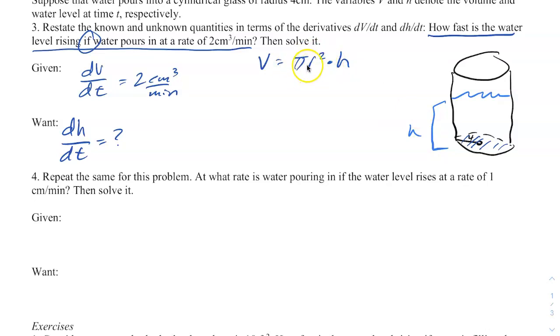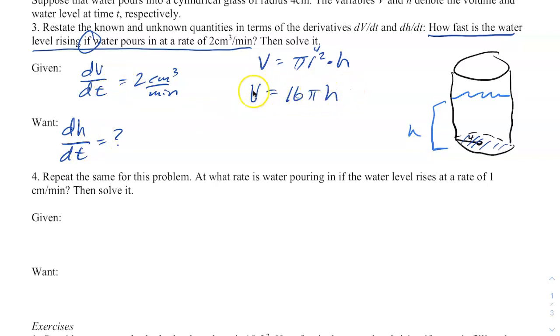I actually know one of these variables. I know the radius. It's always 4. It never changes. This is a cylinder with a radius of 4. So I can simplify this a bit. Plug 4 in, and we have this. That's our equation that's going to relate these two guys. If I want to relate the volume to the height, the volume equals 16 pi h.